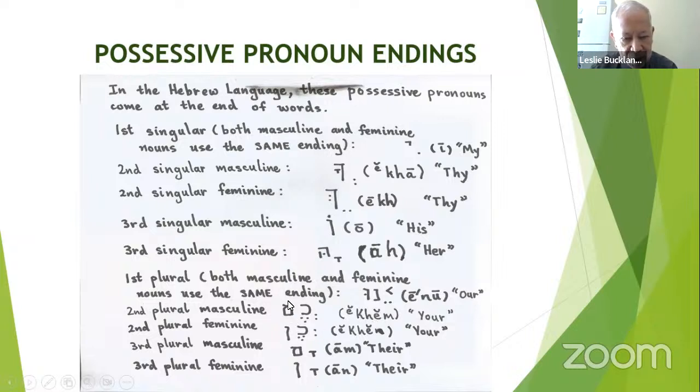And then mem. This is how mem looks when it comes at the end of a word. Mem, corresponding to our English M. So it is ekem. And this is translated as your. But this time, this is plural. And in grammars, they love to use the Old English second person singular thy to distinguish it from the second person plural your. In modern English, they are all spelled the same. So you have ekem, your.